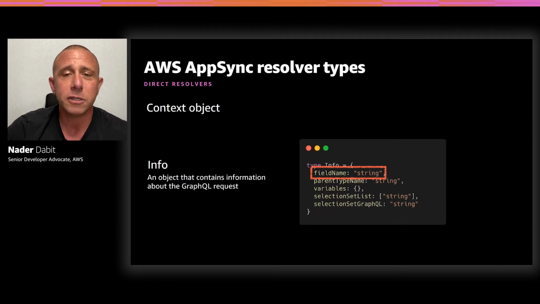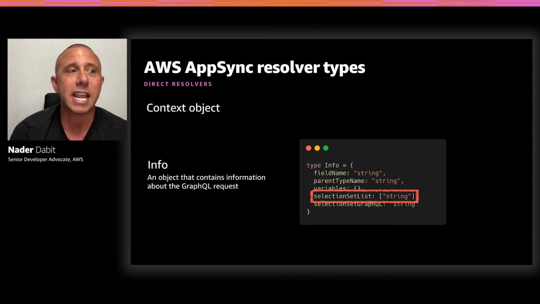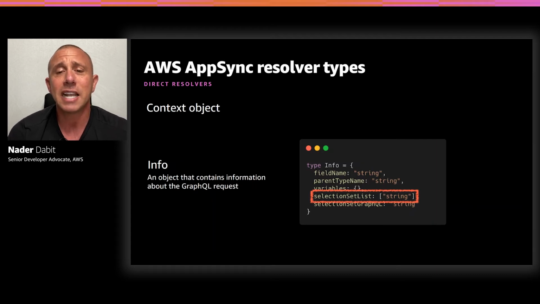We also have the variables, so if there are any variables passed in, that will be available here. And then we have the selectionSetList and the selectionSetGraphQL. The selectionSetList is going to contain any of the values that you would like to be returned from this operation. So if we did a getProduct and we wanted to return the ID, the name, and the price, all of these things would be available in this array of the selectionSetList. And the selectionSetGraphQL is essentially just the selectionSetList, but formed in the GraphQL schema definition language.